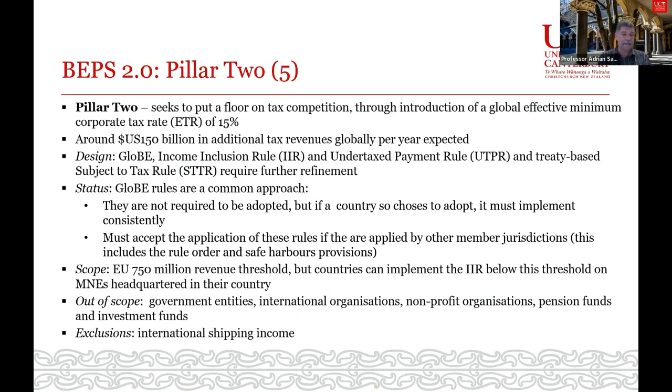The scope to be in here is the Euro 750 million threshold, which some of you might recall is the threshold that's used for country-by-country reporting under BEPS 1.0. So there's a consistency there. However, countries can implement the income inclusion rule below this threshold on any multinational that's headquartered in their country. So they can choose to impose it on a lower than Euro 750 million revenue threshold. There's a lot of entities here that are out of scope, so all government entities, international organisations, it's a little bit unclear exactly the scope of that, non-profit organisations, pension funds, and investment funds. And in terms of income that's excluded, international shipping income is excluded.